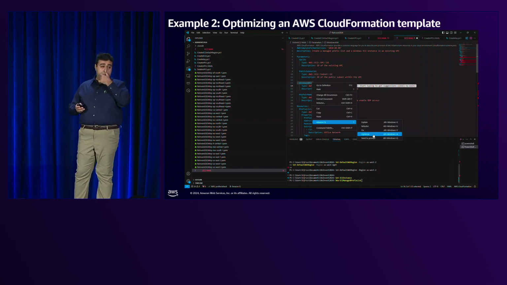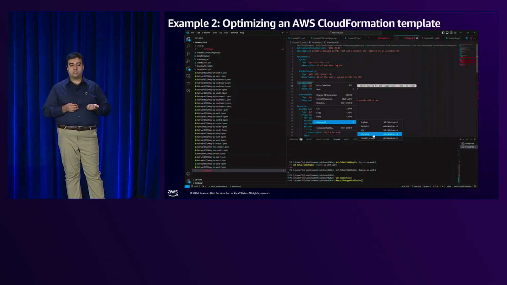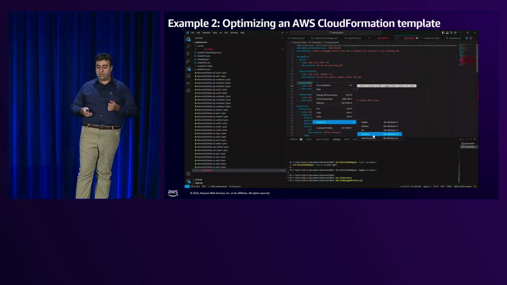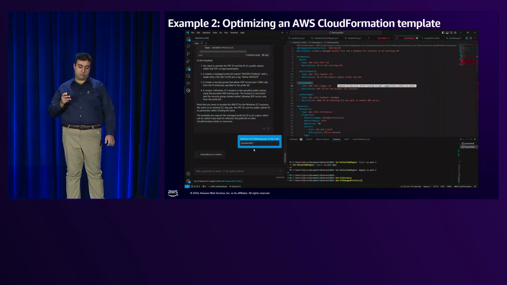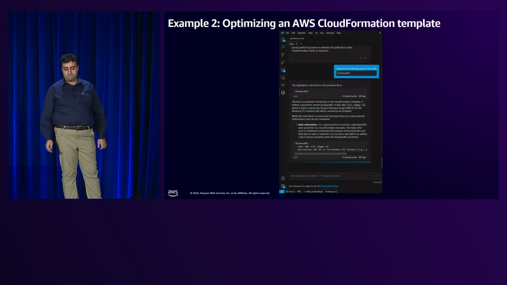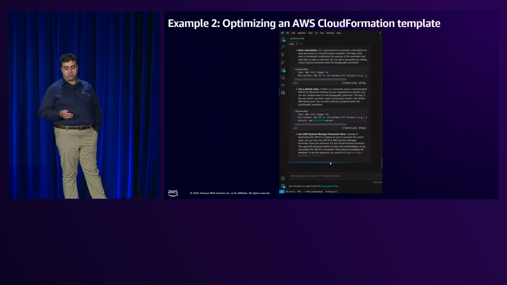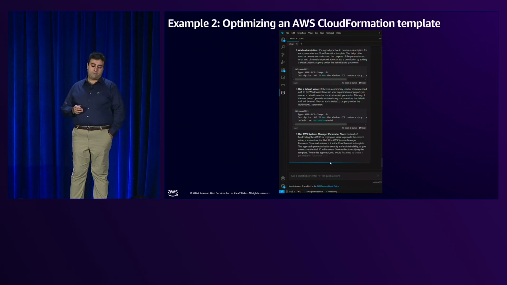In my example here, my template gets a parameter for Windows AMI so that it can create an EC2 instance off of that specific AMI. I'm asking Q to help me optimize this. Let's see what it comes out with. So optimize this. This is the answer. Let's go dig deeper into the answer.